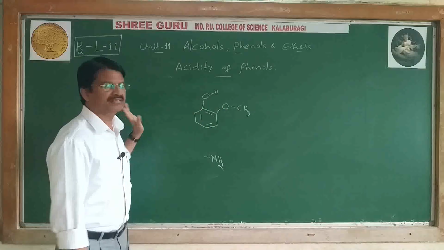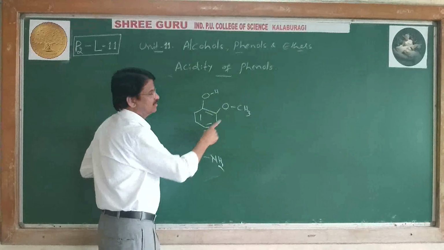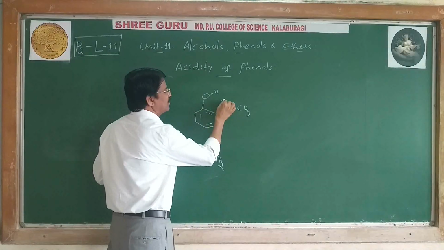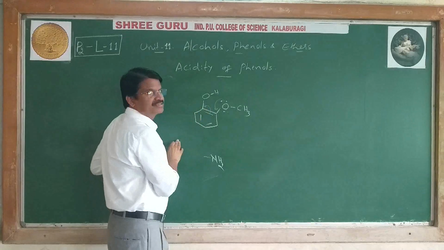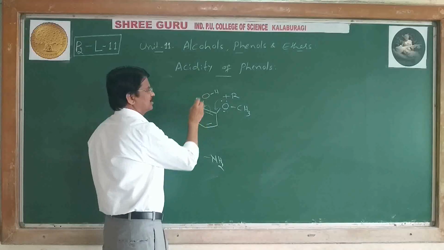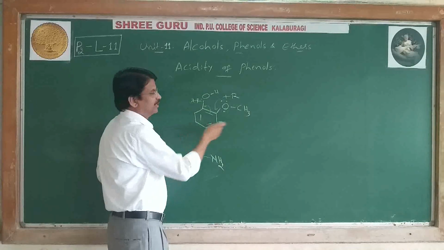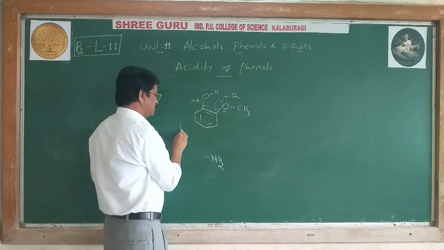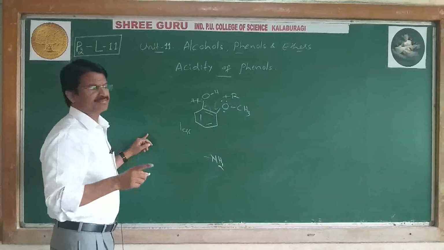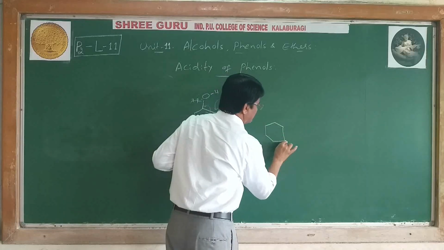If it is present on the ring at ortho or para, these are less acidic than phenol because this can undergo resonance. Electron pairs, there is a plus R effect. Here also plus R effect. It is an electron donating group, therefore less acidic than phenol. Next, if it is present at the meta position, what happens?